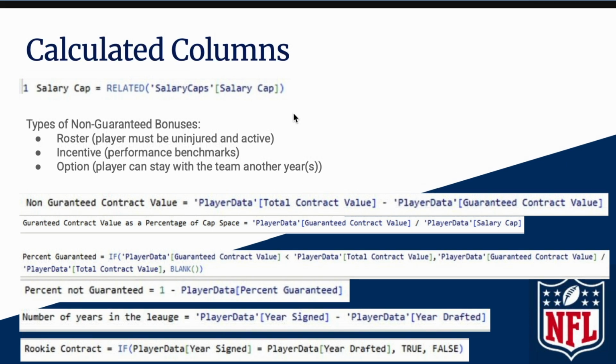So, some calculated columns. This first one is to get salary caps into the player data table. We can use the RELATED function there.